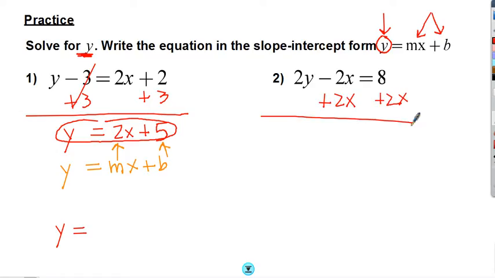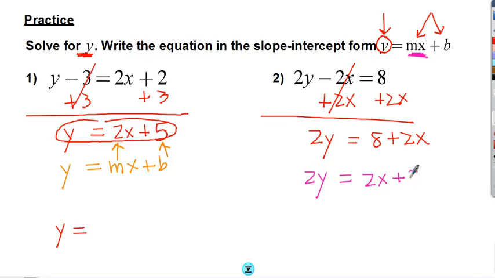So we got rid of negative 2x, and you're only left with 2y. And on the right side, 8 and 2x are not like terms. So we're just going to write them as 8 plus 2x. And also, because of the commutative property, you can actually switch the order of 8 and 2x. If you like, because x comes first in slope-intercept form, you can change the order. It doesn't matter. So I'm going to actually rewrite it as 2y equals 2x plus 8.